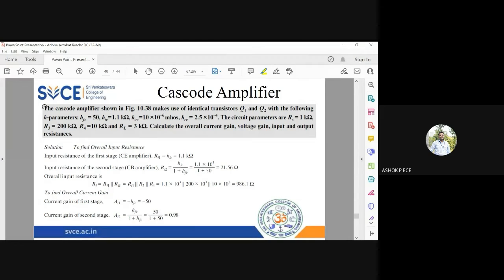So this is one simple problem in Cascode Amplifier. The parameters are given. They are asking us to find the overall gain, voltage gain, current gain, all the 4 parameters as usual. So first we will find the input impedance.